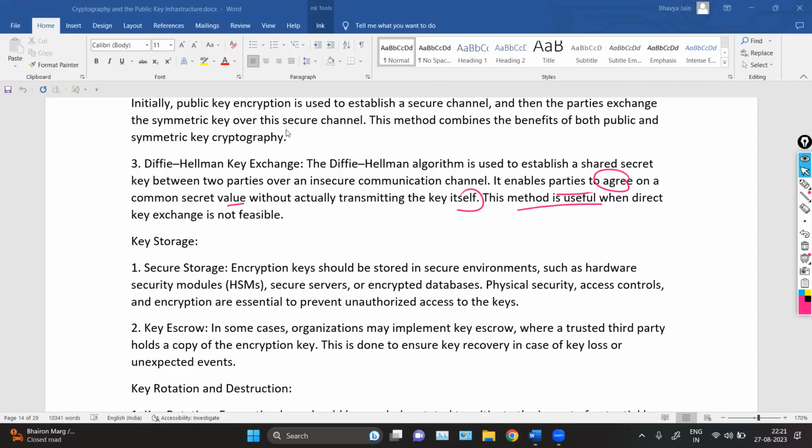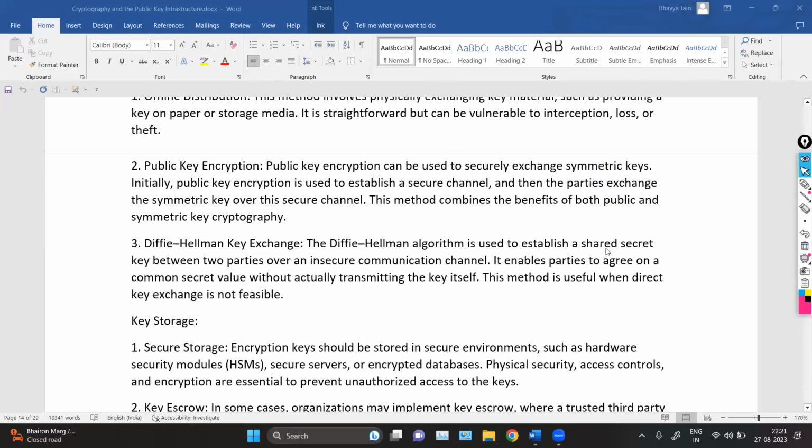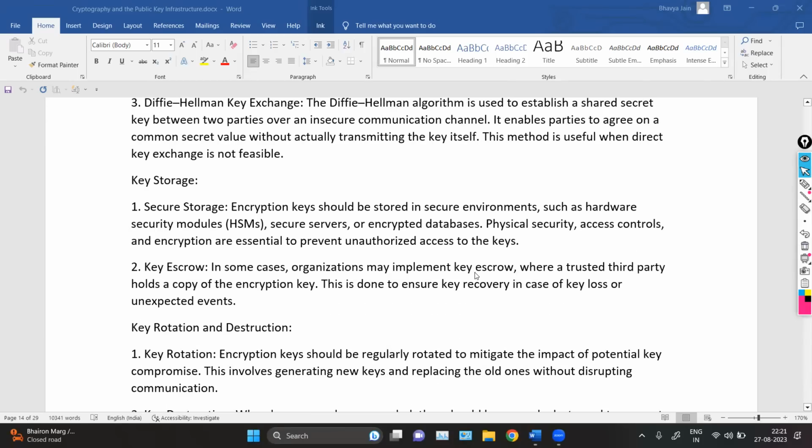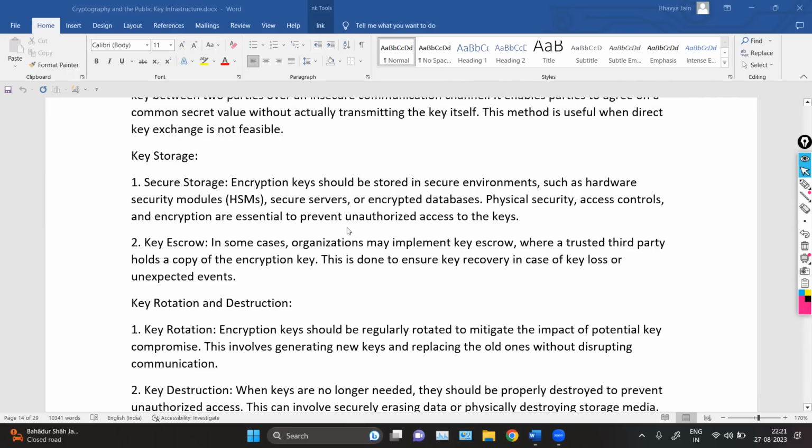Then we have key storage. So this was about key transferring. Now key storage is about how we can store the keys securely. Encryption keys should be stored in a secure environment such as hardware security modules, secure servers, encrypted databases, and physical security. Access control and encryption are essential to prevent unauthorized access to keys.